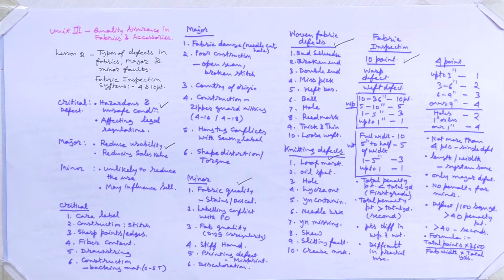Now here, the important feature of the 10-point inspection is that warp defects and weft defects are classified differently. Actually, if a defect is found in a particular lengthwise direction or in the widthwise direction, those defects are measured and penalty points are assigned to them. There are standards available that specify how much length or width of a defect will assign how many defective or penalty points.